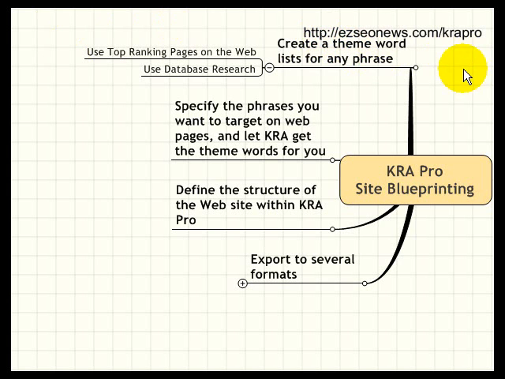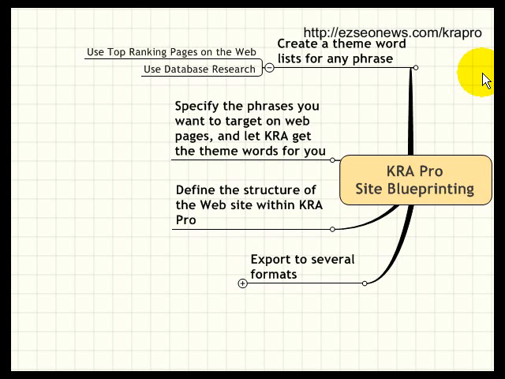From there, the idea then was to specify the phrases you want to target on web pages for an entire site. So what you would do is you would go through your KRA database and you would pick out the words that you wanted to use for your main pages. You'd pick out the words you wanted to use for your article pages, as an example. And then what I wanted was that KRA Pro would be able to automate the process of finding theme words.